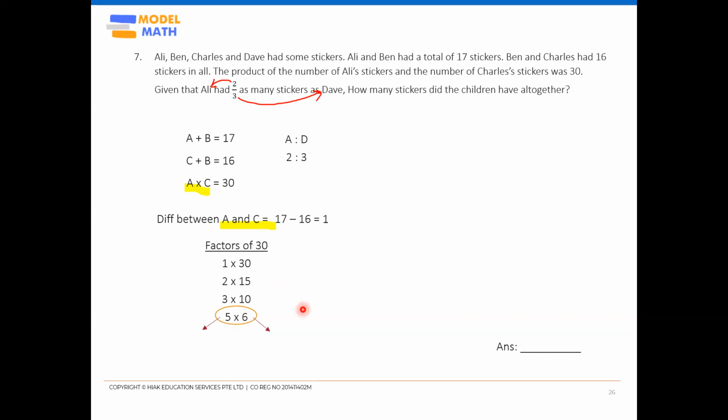Now the next thing is figuring out which number belongs to A and which number belongs to C. So how do I know whether Ali is 5 or 6? How do I know whether Charles is 5 or 6 stickers? This is where you have to look back at your equations. Notice that the one that Ben has is common in both equations. So now you just look at A and C.